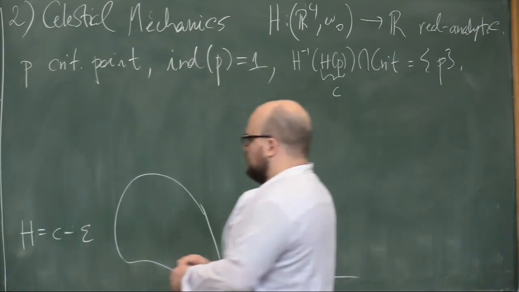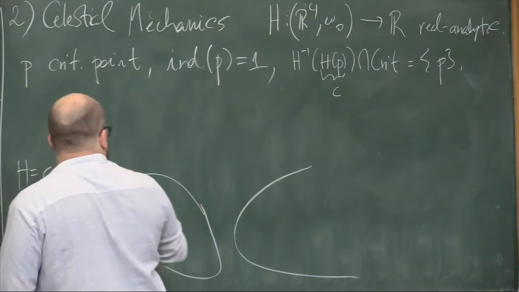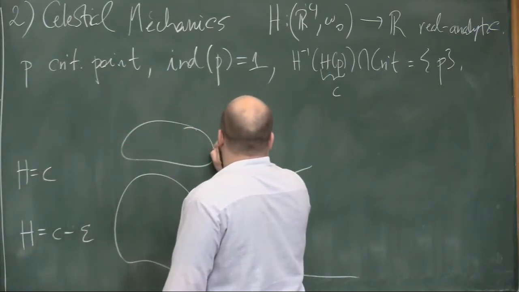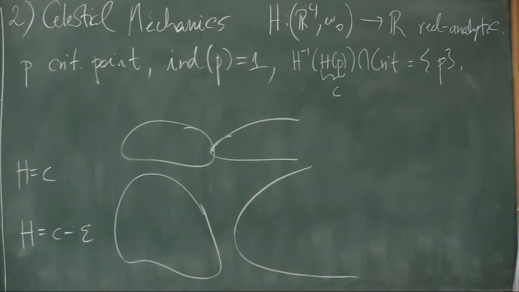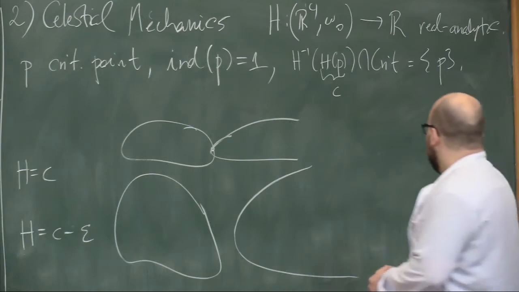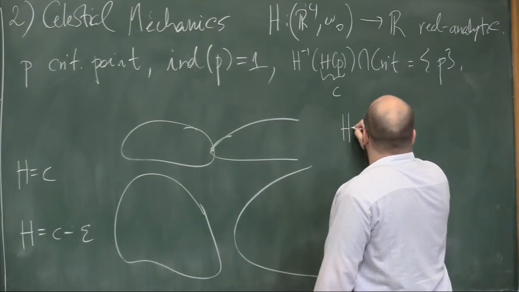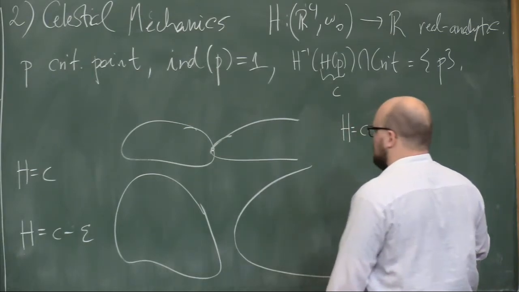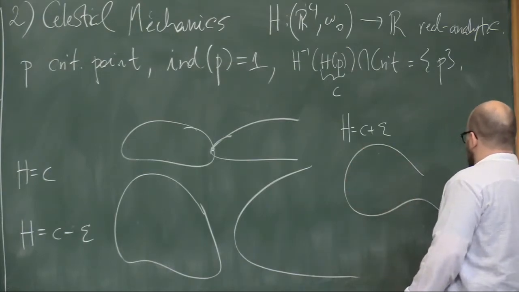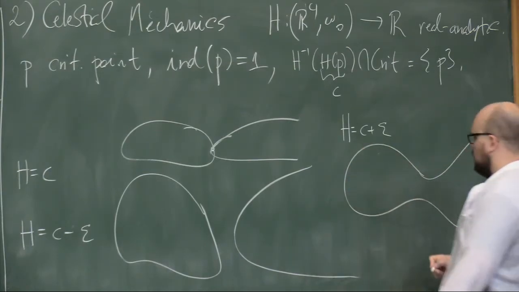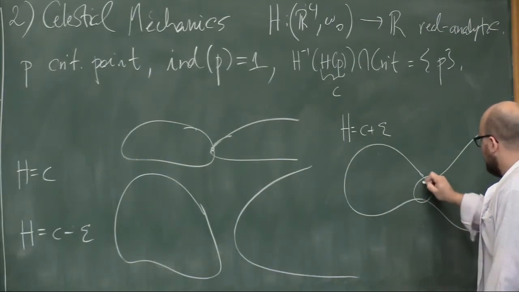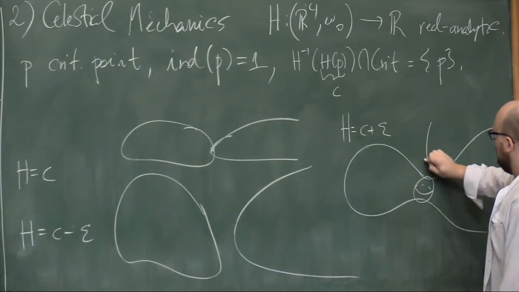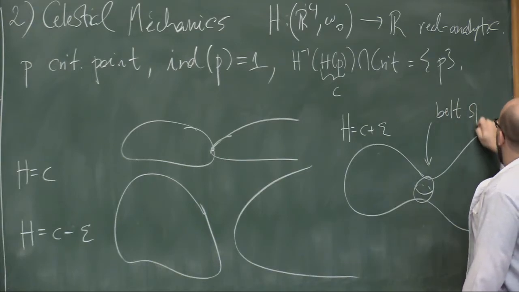And then at the critical level, you have a picture looking like that, the critical point there. And then as you pass the critical level, you have this connected sum picture, right? So if you look at level C plus epsilon, you have a connected sum picture. So in this neck region, you have the so-called belt sphere.